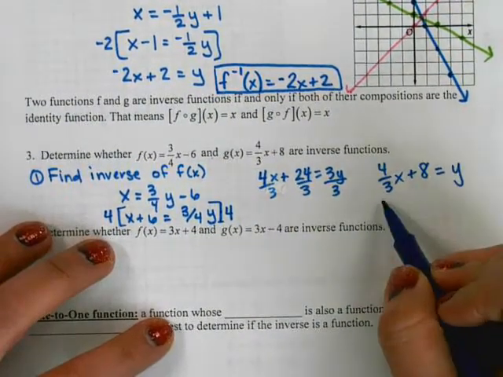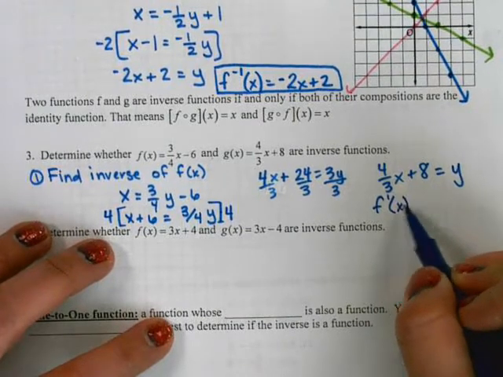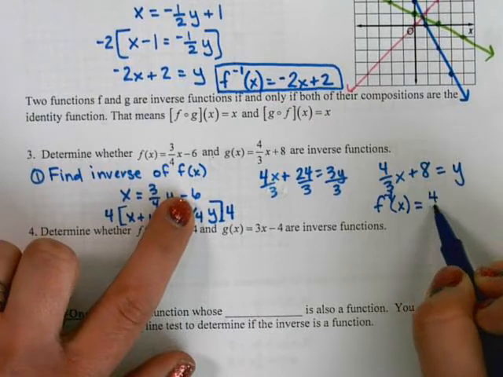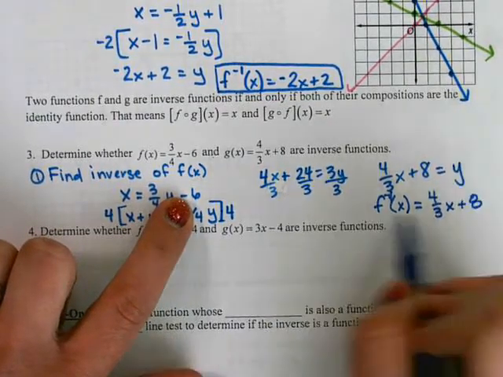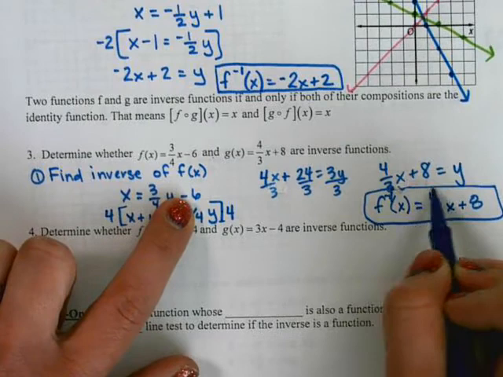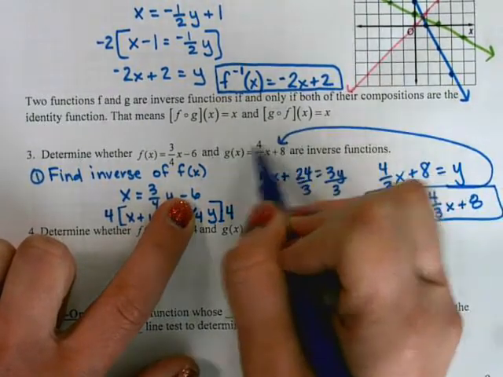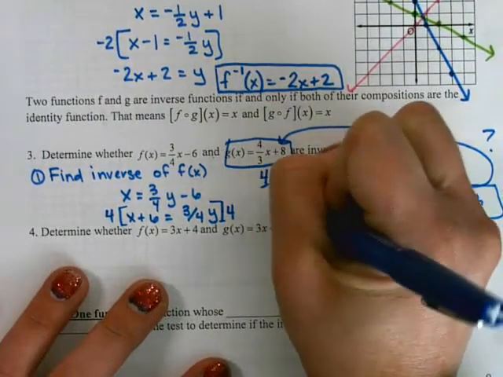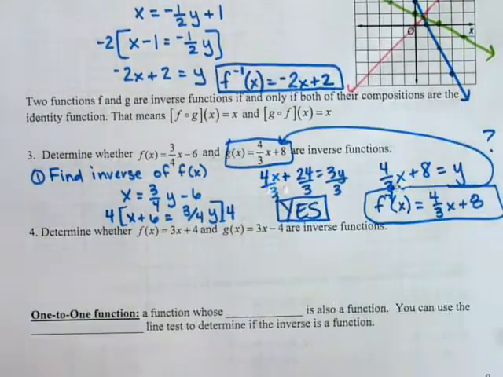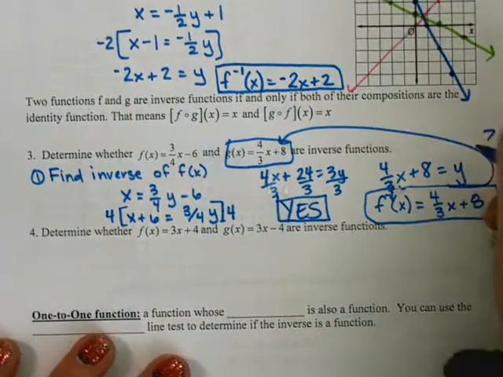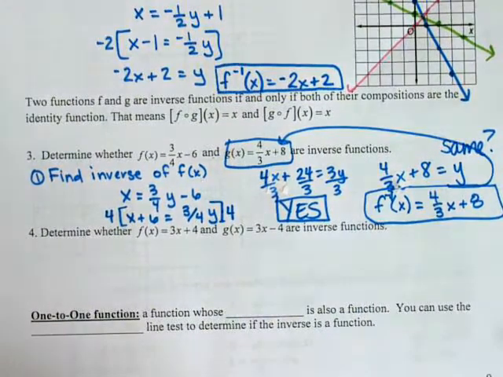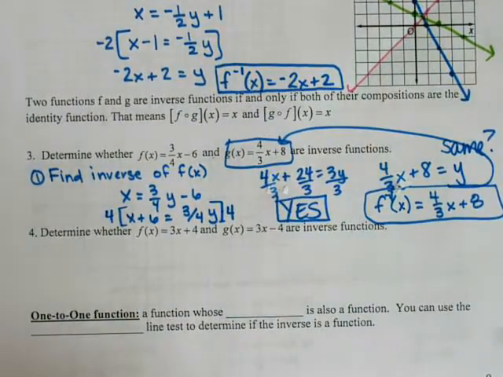Okay, this is the inverse of the f function. Is this the same as that? Yes. So they are inverses of each other. Now, it has to be exactly the same. Signs and everything. Okay? So if it's not the same, then they're not inverses of each other.